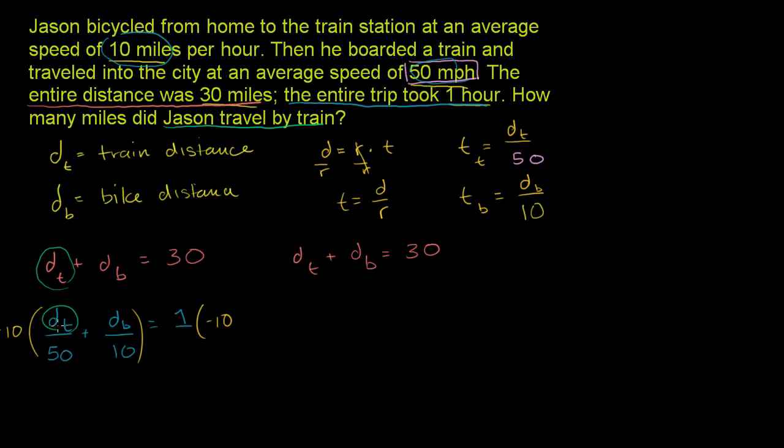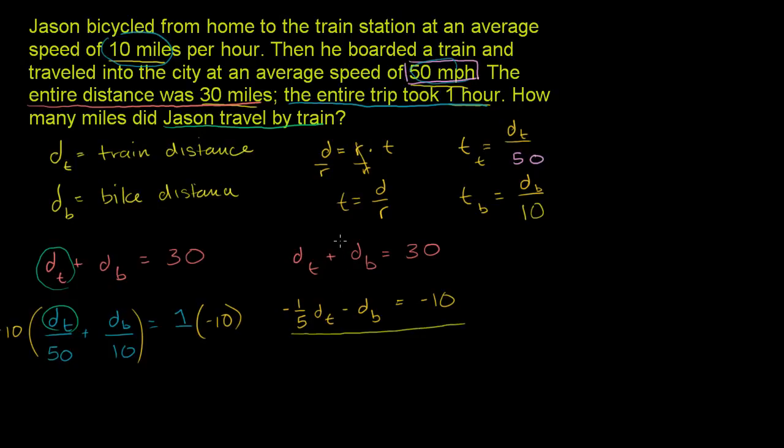So let's write it over here. Negative 10 times the distance by train over 50. 10 divided by 50 is 1/5, so it's negative 1/5 distance by train. And then negative 10 times this expression, the 10's cancel out, is just negative distance by bicycle, is equal to negative 10. The whole point here was so that this becomes the negative version of that. So when I add these two equations, they'll cancel out. So let's add these two equations.